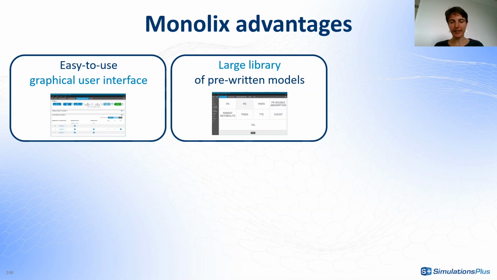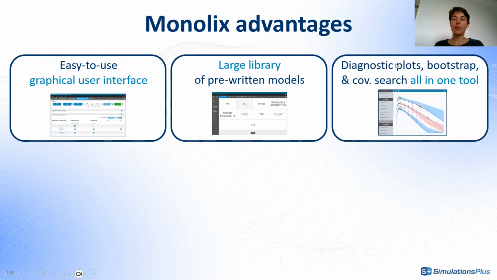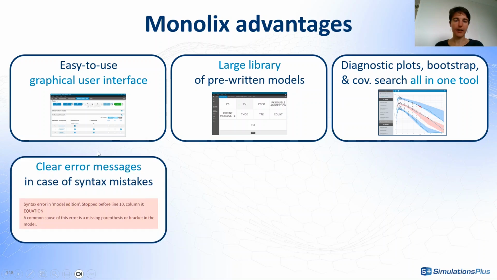For example, for my TMDD example, I have shown to you how to write it by yourself, but you could have picked it from our TMDD library and then added just the line corresponding to the cholesterol model. Third, we have all the tools in one application, Monolix. So all the diagnostic plots, if you want to do a bootstrap or covariate search, it's all included in the graphical user interface in one place. In case you make a mistake when you define your model, we provide clear error messages that help you to understand what is going wrong. So you are not stuck, wondering how to continue.